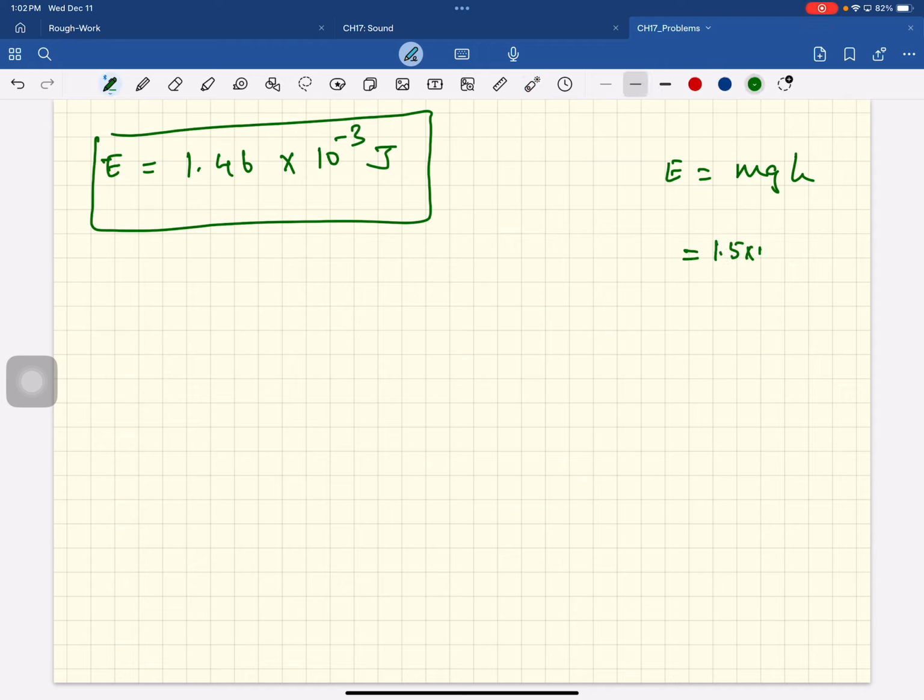1.5 into 10 minus 3 kgs times 10 times 0.1 meters. So it's like 1.5 grams falling from 10 centimeters onto your eardrums. That's the energy falling on it.